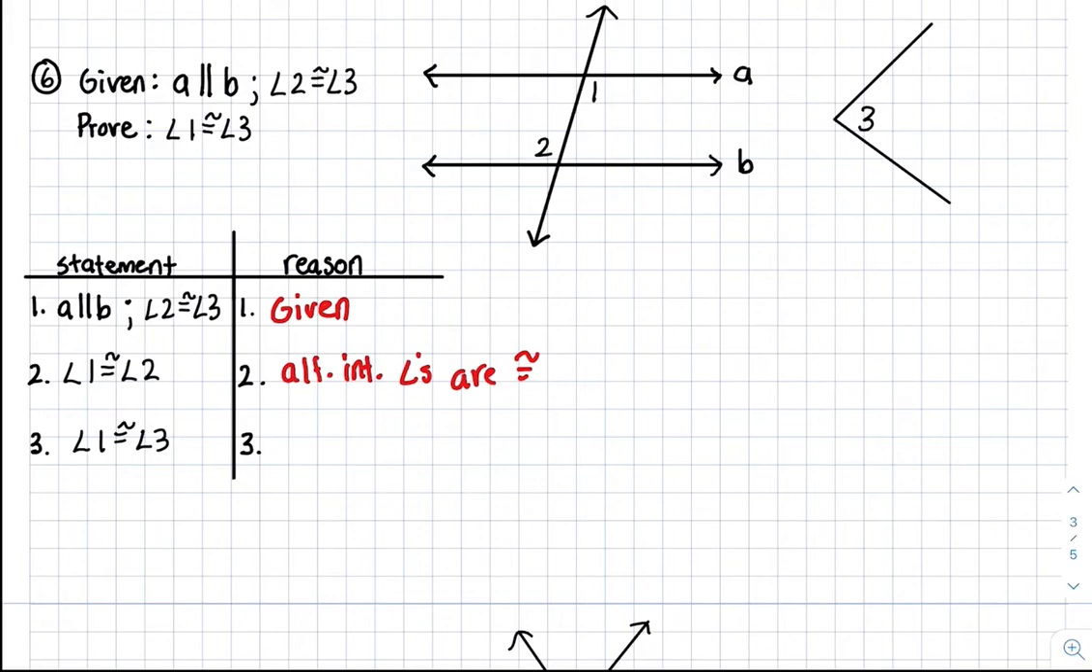And now lastly, well, in the given, we had angle 2 is congruent to 3. And in the second statement, we had angle 1 is congruent to 2. So if angle 1 is congruent to 2 and angle 2 is congruent to 3, that means angle 1 must be congruent to angle 3. And that's the transitive property. And we're using lines 1 and 2.